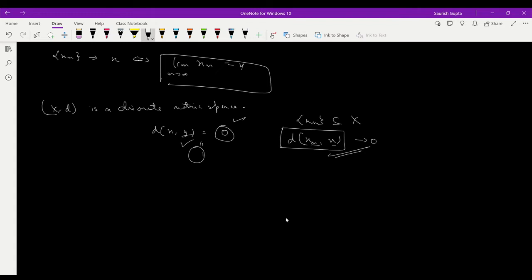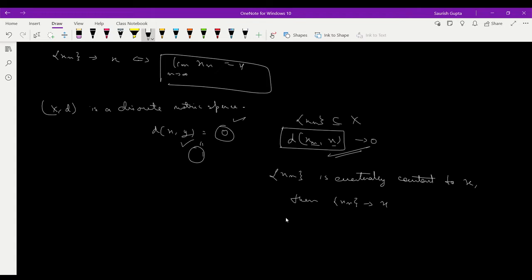So can we say that if xn is eventually constant equal to x, then xn converges to x? If xn is such a sequence that eventually becomes constant at some value, it converges to that value. Clear? Or we can say the only convergent sequences in a discrete metric space are those which are eventually constant, or completely constant.